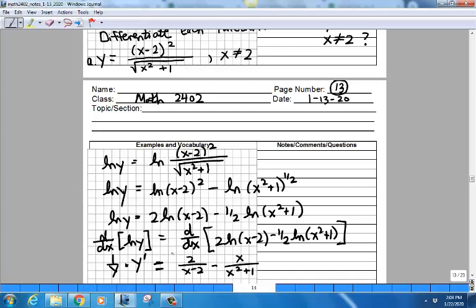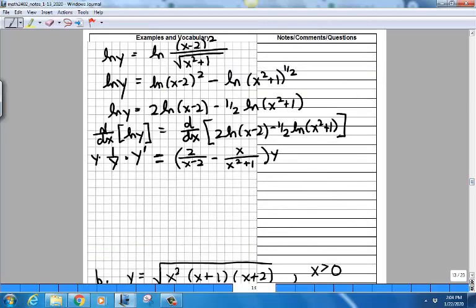But don't forget you have to do it on the right-hand side. So multiply both sides by y. That's what I'm going to do. So I'm going to multiply this by y, and I'm going to multiply all of this by y. So what happens on the left-hand side? Those cancel, correct, right? And what do you end up with here? Y prime. Now what's on the right-hand side? So you have 2 over x minus 2, right? Minus x over x squared plus 1. And then you have multiplied in here y, okay?